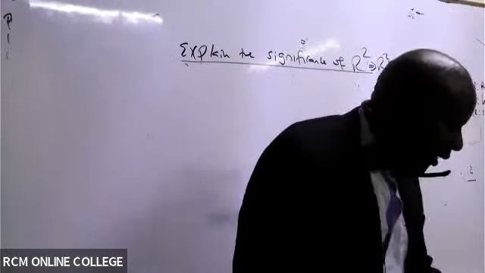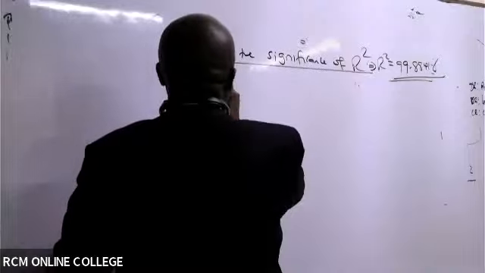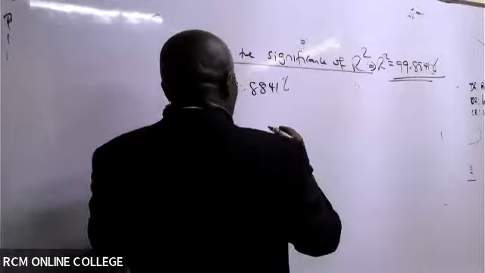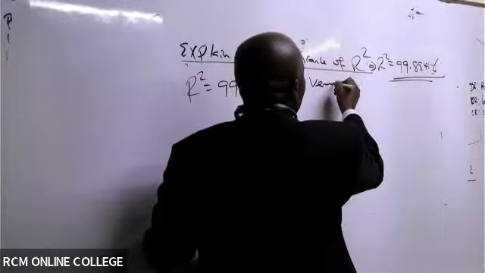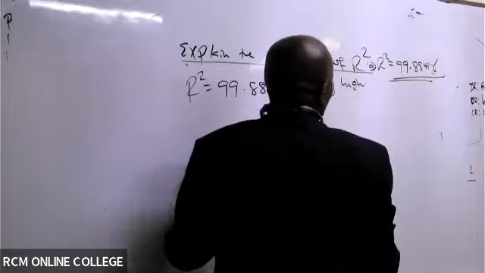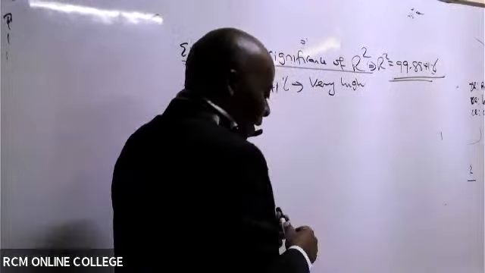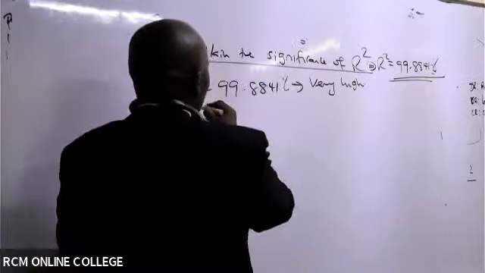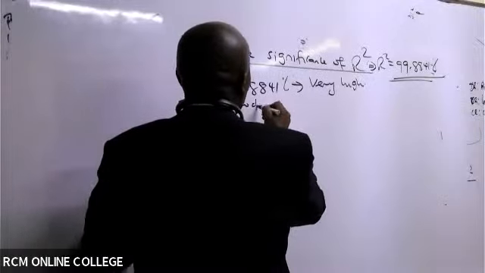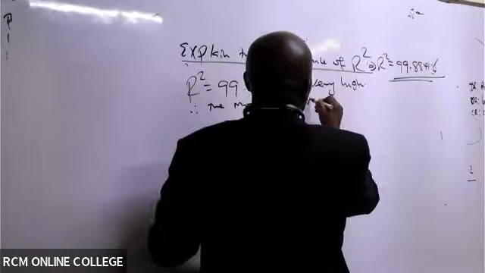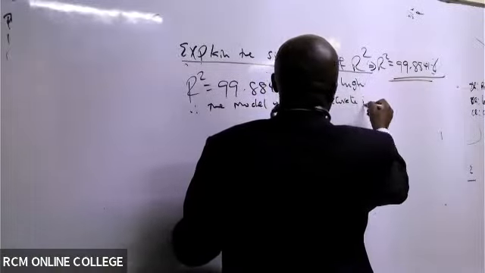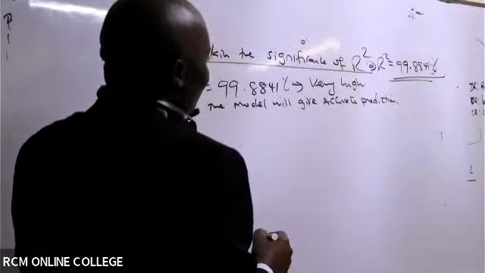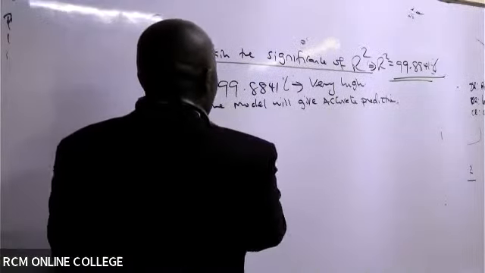So then we have R squared here, which is 99.8841%. First of all, this is very high. If it is very high like that, it means that the model will give us accurate predictions. But the most important thing is for you to appreciate this.